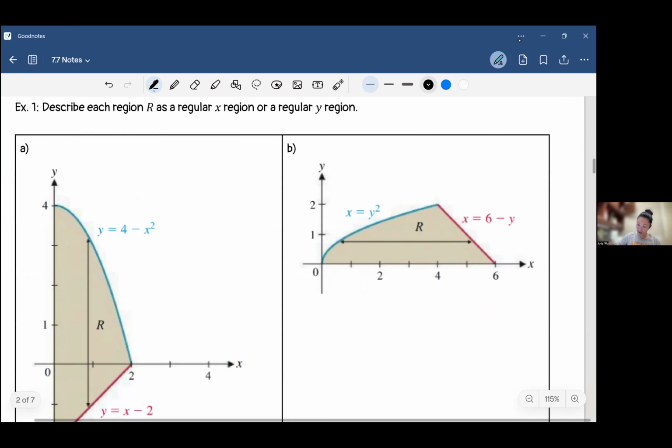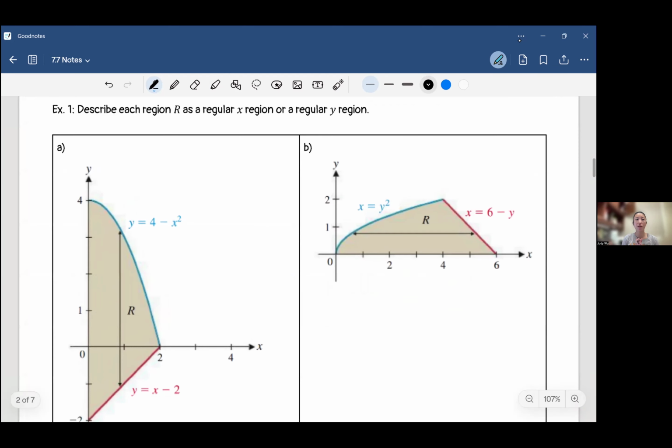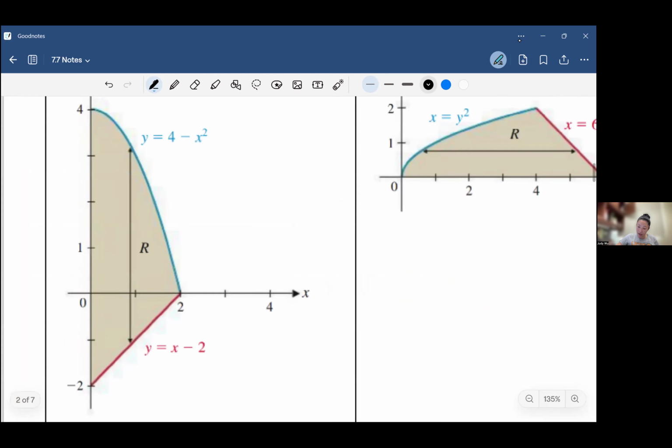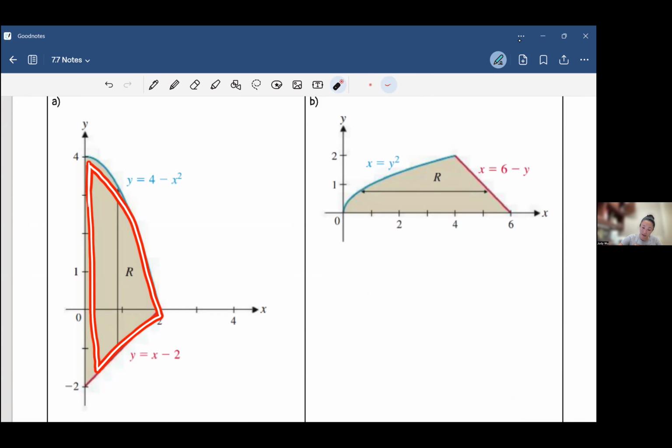All right, so we've got these two pictures right here. Describe each region as a regular X region or a regular Y region. So let's start with diagram A over here. Now it's a really tall one. When I screenshot it, it's giving a lot of height in the actual text box. But if I look at this region, I notice that the region is this tan colored area over here.